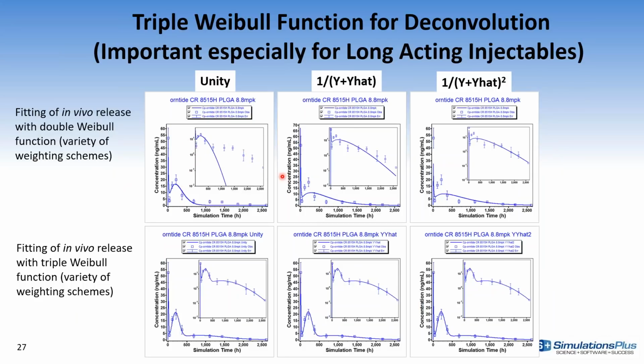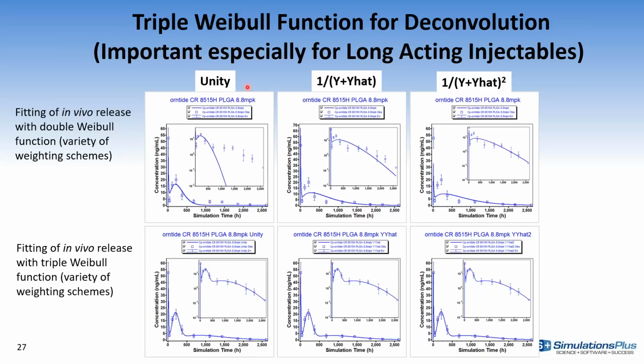With double Weibull function, we simply were not able to deconvolute a profile that would nicely match the observed CP time profile. And this is a fairly common scenario that we've seen with some of these formulations, where you would see an initial quick burst of the release, followed by a main peak, followed by a sustained release of the remainder of the compound over several weeks or months. And with just the double Weibull, we simply were not able to match the entire profile.